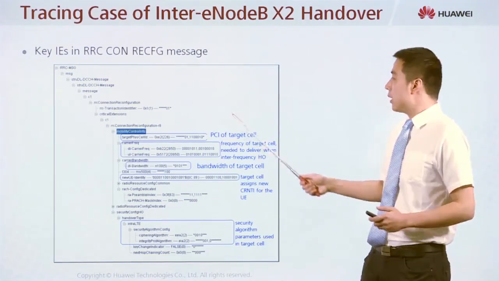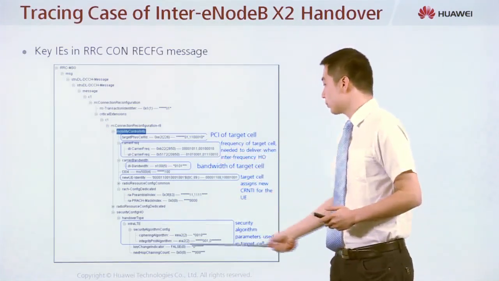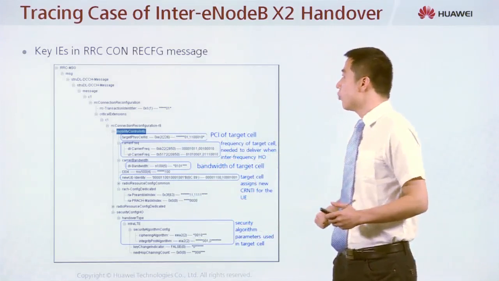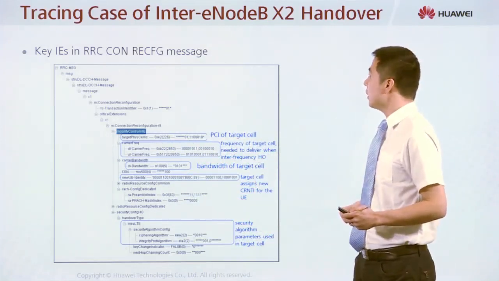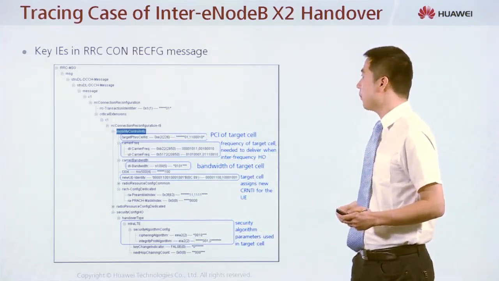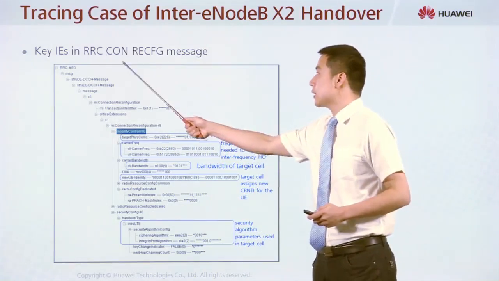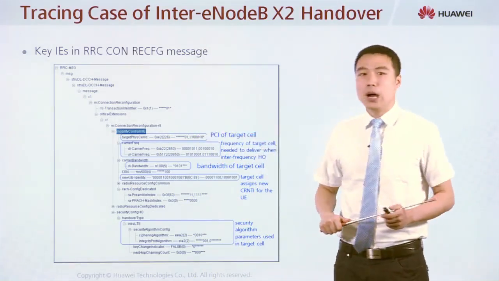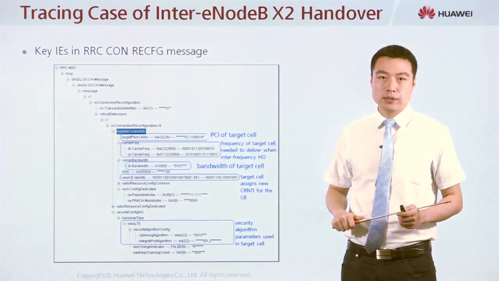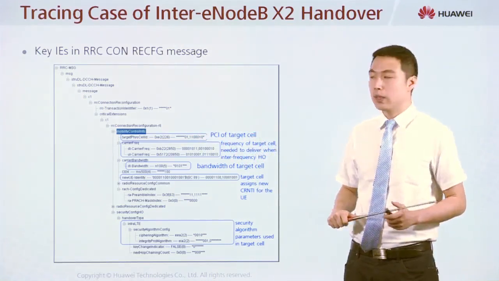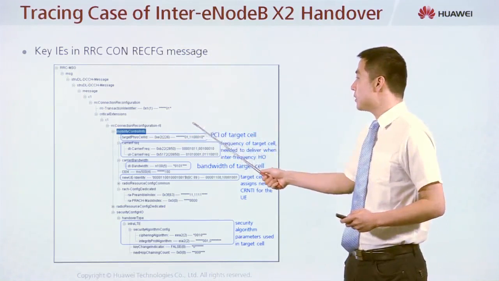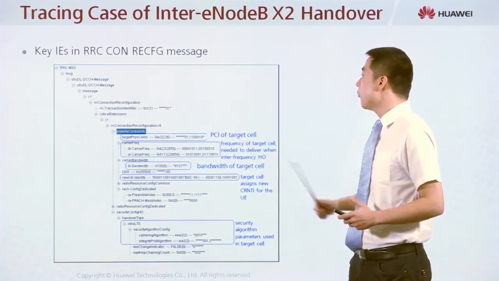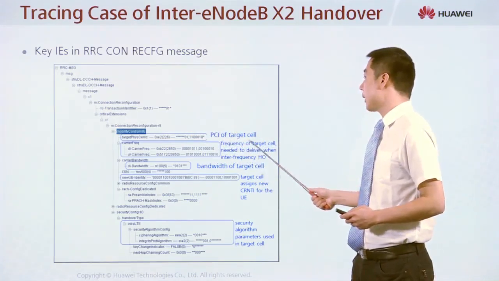And here, this is an example of the tracing case for the inter-eNodeB X2 handover, especially the RRC connection reconfiguration message. The RRC connection reconfiguration message is a handover command. Inside this message, we can see much key information, for example, the PCI of the target cell.